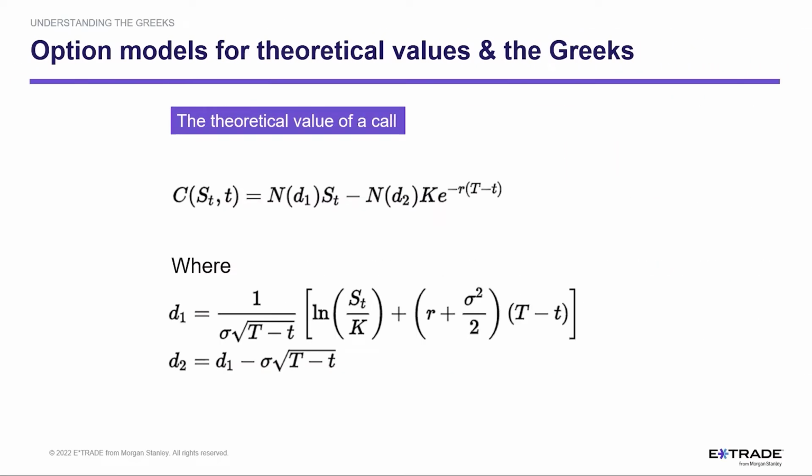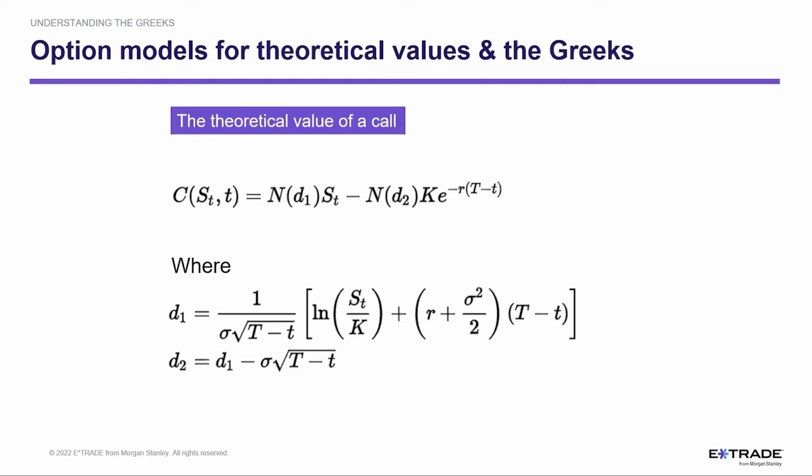We're going to start with some math. The reason for that is because the source of the Greeks comes from what's called an option pricing model. And here's an example. This is from what's called the Black-Scholes option pricing model, and this is where the Greeks are derived. Now, the pricing model in this particular version of it gives us the theoretical value of a call option.